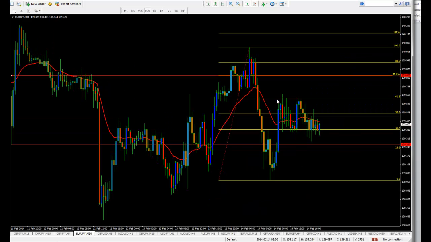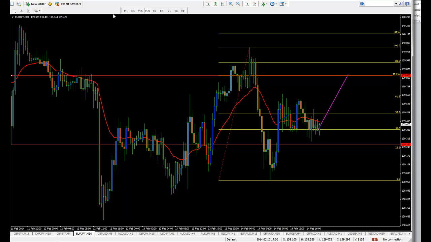Back to the 30-minute. Okay, so we came in and tagged the 61.8. We retraced, and now it looks like we've consolidated nicely in an A, B, and we're looking for a C wave move up into this 78%. That would be a very nice short, because that gives us a Gartley.